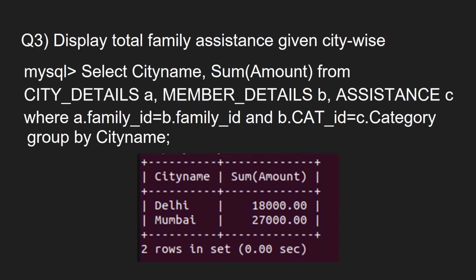These instances will help us to identify which attributes belong to which table. Where a.family_id equals b.family_id and b.cat_id equals c.category. This will discard the extra rows that are created due to the cross product of these three tables. Group by city name. Since we want our results city-wise, that's why we grouped all the data city-wise.